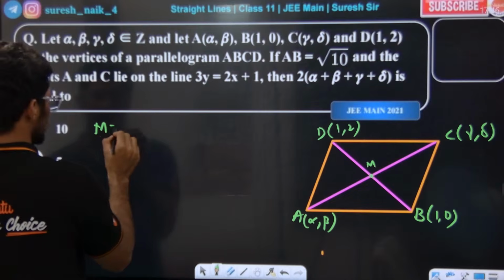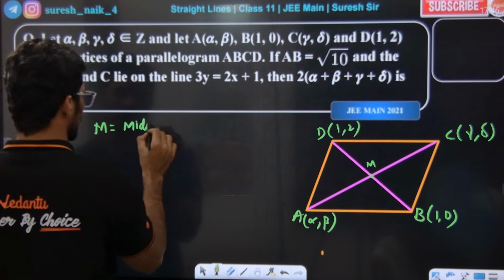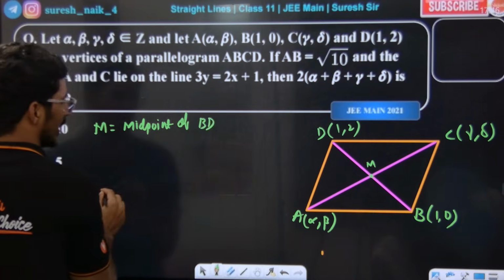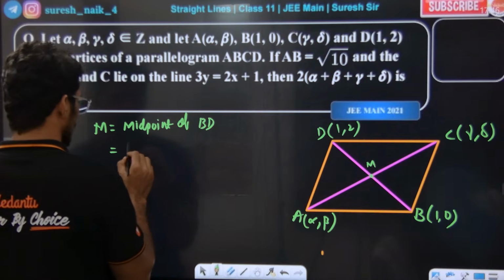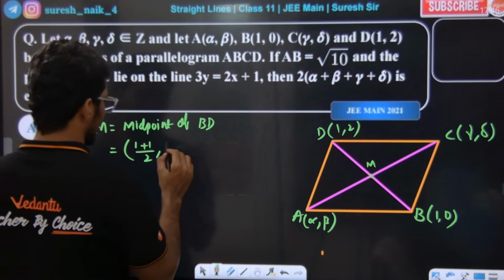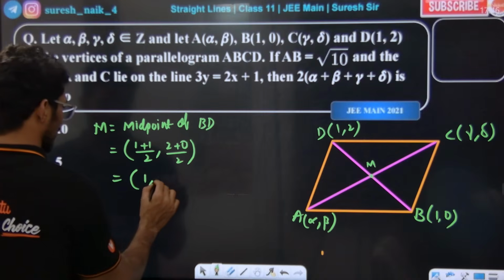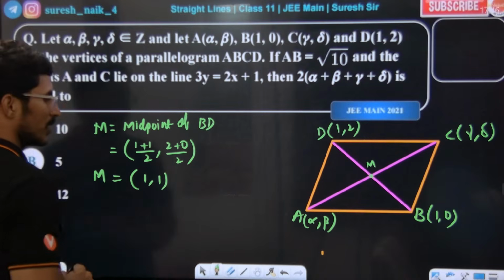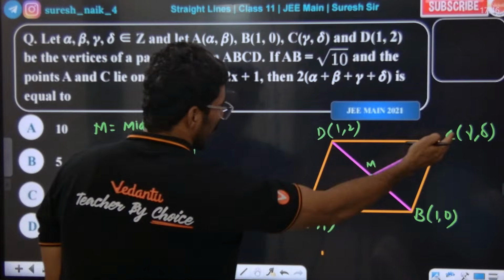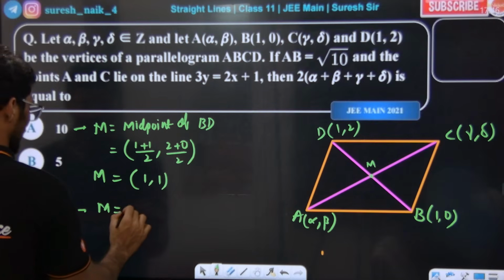M is going to be the midpoint of BD. Okay, sir. Midpoint of BD means what? 1 plus 1 by 2 and 2 plus 0 by 2, which is equal to what? 1 comma 1. This is the midpoint. Now M is the midpoint, guys. This M is the midpoint for AC also, right? M is the same midpoint.